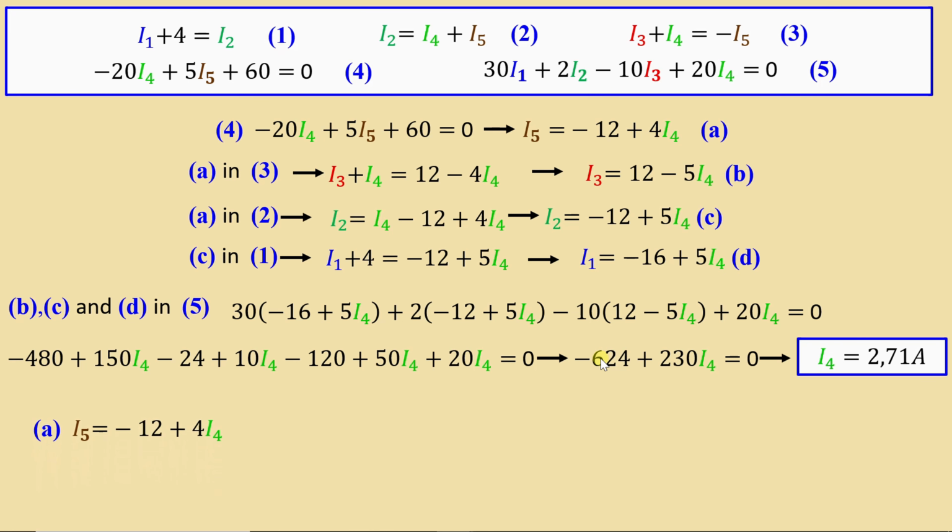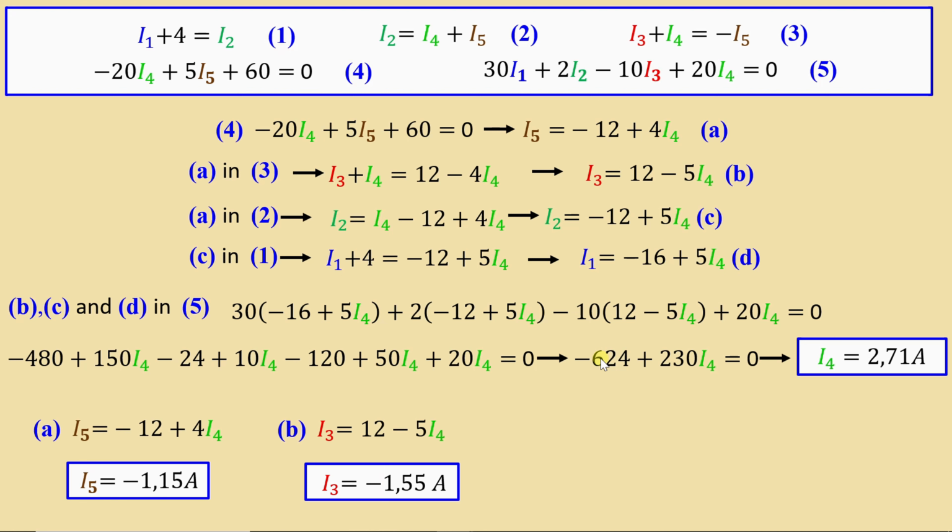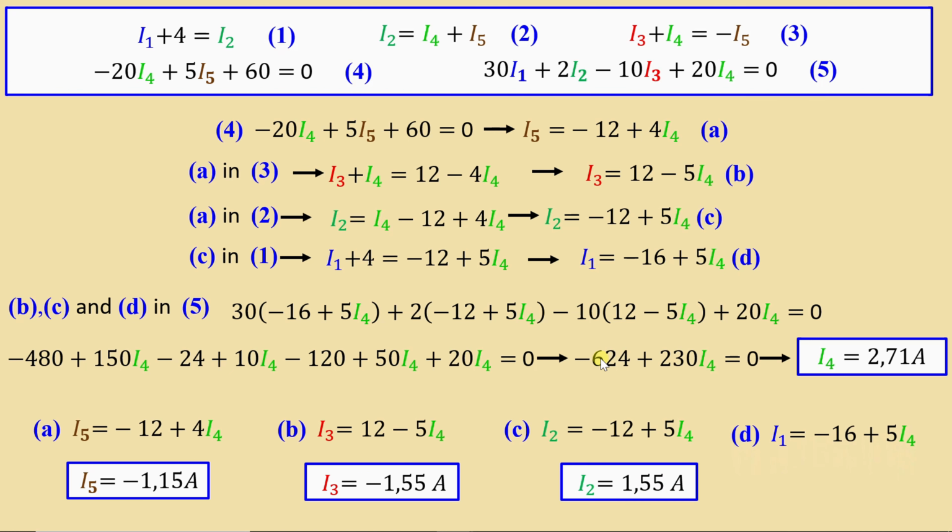We go back to A. We have I5 is equal to negative 12 plus 4 I4. That means I5 is negative 1.15 amps. B: we have I3 is equal to 12 minus 5 I4. That means I3 is equal to negative 1.55 amps. C gives I2 is equal to negative 12 plus 5 I4. That means I2 is 1.55 amps. And finally, I1 is equal to negative 16 plus 5 I4. That means I1 is equal to negative 2.45 amps.